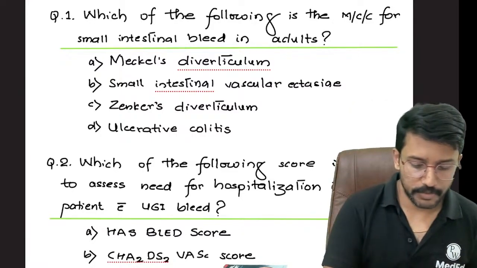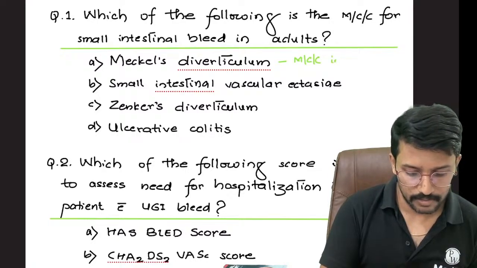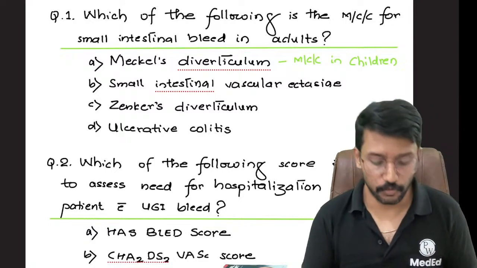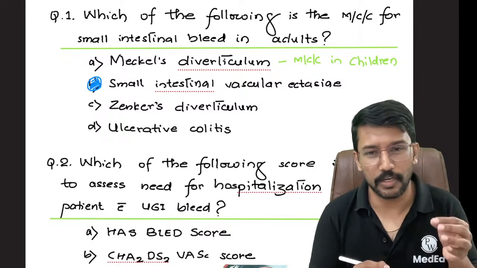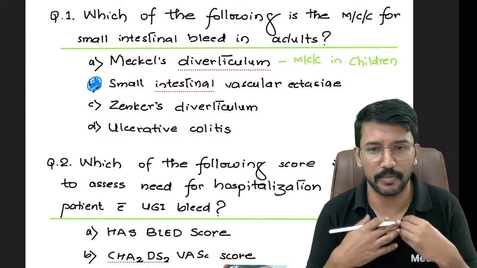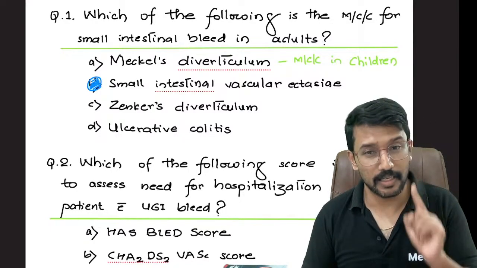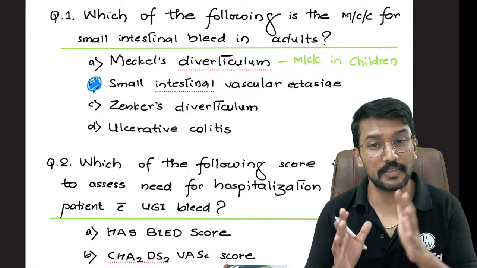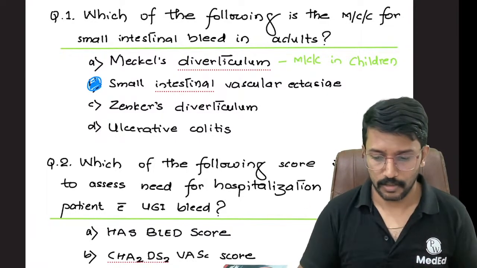Right. Meckel's diverticulum is the most common cause for small intestinal bleed in children. And when it comes to adults more than 40 years of age, it is going to be small intestinal vascular ectasia, small blood vessel anomalies of the small intestine. And I think all of you know Zenker's diverticulum has nothing to do with the bleed. Ulcerative colitis can cause bleeding, but remember, as we say colitis, it does not affect the small intestine, it affects the colon. It can cause bleeding, but from the colon, obviously that will be lower GI bleed.